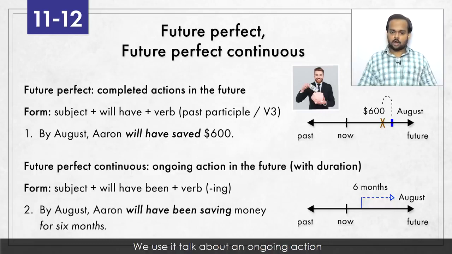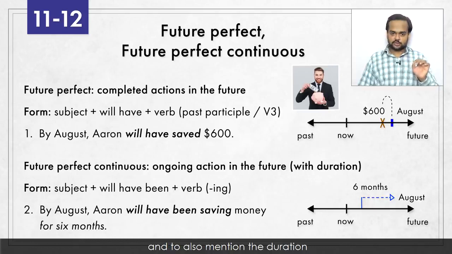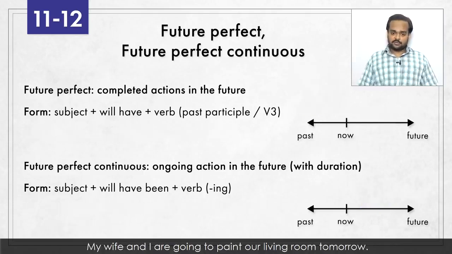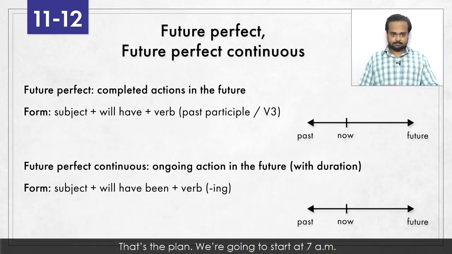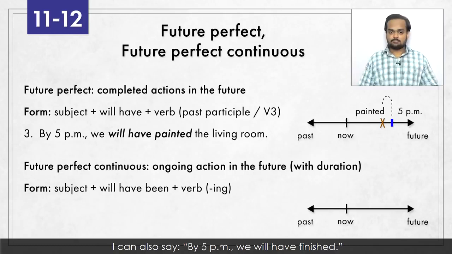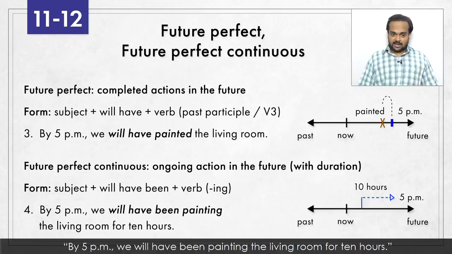We use it to talk about an ongoing action, an action that will be in progress in the future, and to also mention the duration or the length of that action at a particular time. We make this tense with a subject plus will have been plus a verb in continuous or ing form. Here's one more example. My wife and I are going to paint our living room tomorrow. That's the plan. We're going to start at 7 a.m. and we expect that it will take us about 10 hours. So by 5 p.m., we will have painted the living room. I can also say by 5 p.m., we will have finished. I can make a future perfect continuous sentence like this. By 5 p.m., we will have been painting the living room for 10 hours.